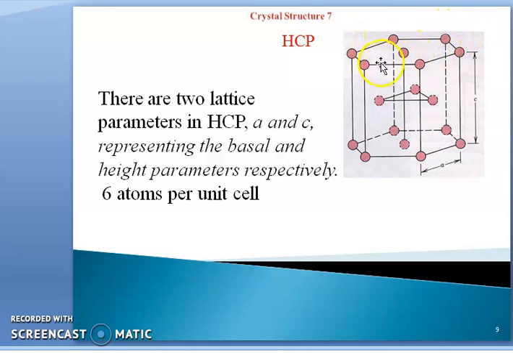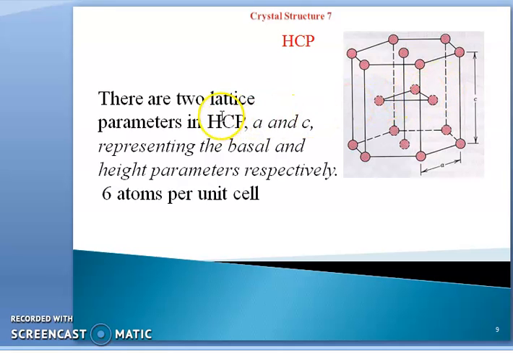And here is a regular hexagon of 6 atoms, and 1 atom is at the center of the regular hexagon, not only at the top surface but also at the bottom regular hexagon. And one more thing, already I have told you, there is a half regular hexagon in the interior of the crystal. So here you see this figure.